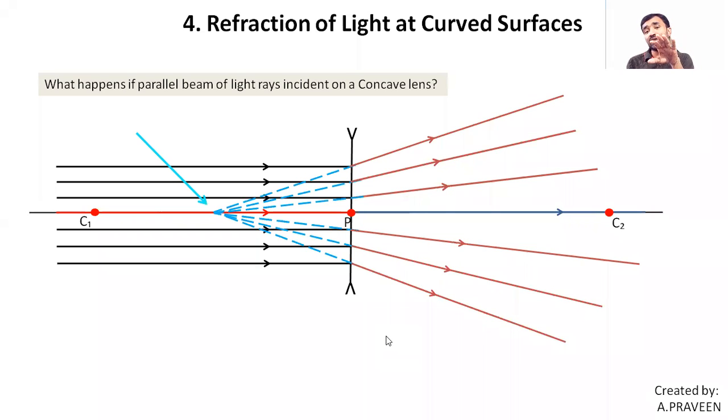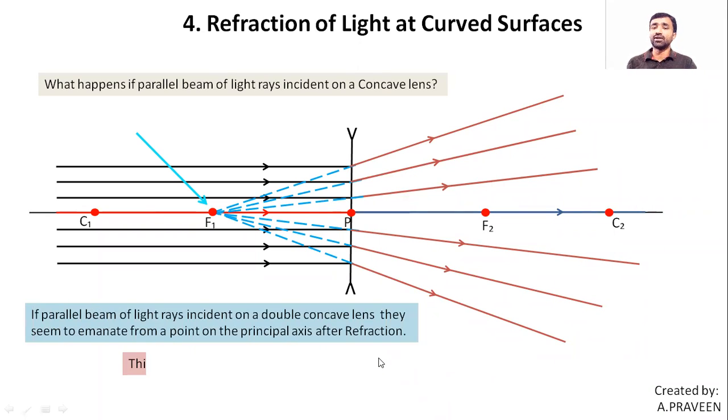If you take a parallel beam of light rays not parallel to the principal axis, we have a special condition. I'll show you that later. So this point is called the focus. On the right side also you have focus F2. These points are called focal points, diverging points only.